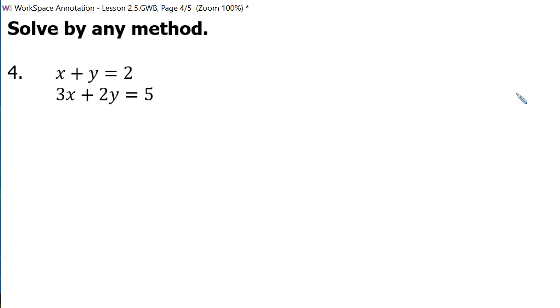So let's do elimination. So do we want to eliminate the x's or the y's? X or y? X. So if this is a positive 3x, what does the top one have to be? Negative 3x. So what does the top equation have to be multiplied by? Negative 3. Okay, I want you to do number 4. I want you to solve that by elimination.